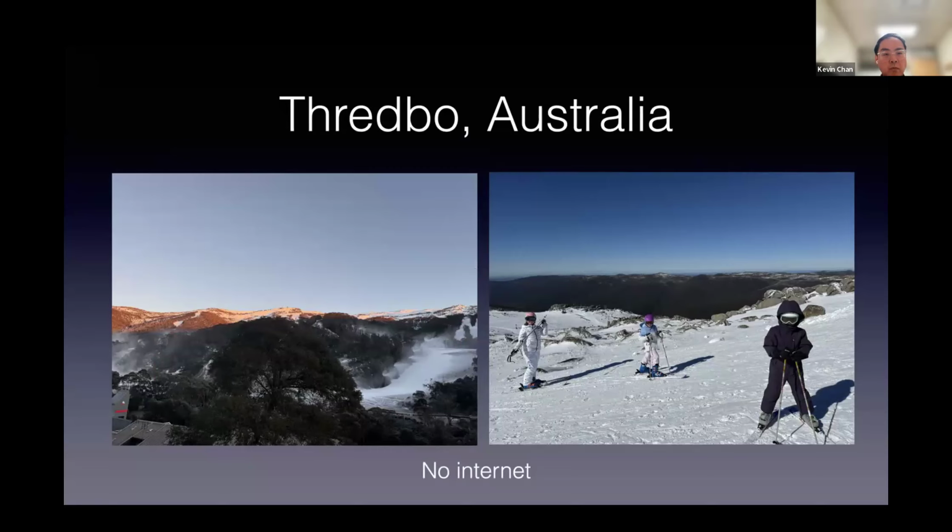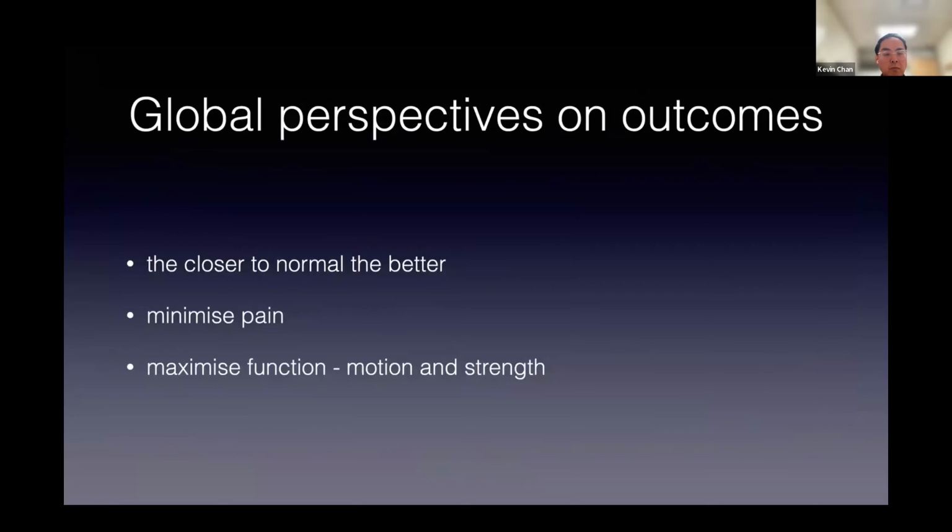So I don't have a whole lot to say about global perspectives on outcomes. I suspect global perspectives are fairly uniform in that the closer you can restore the digit to normal, the better and the happier the patient will be. The main factors, if you're a patient, are to have minimal pain and maximal function, which generally means good motion and good strength.